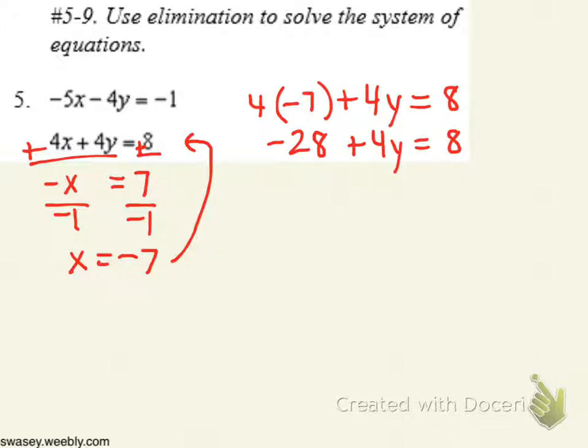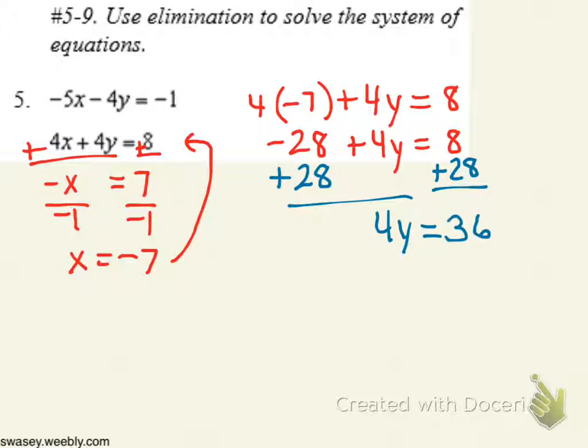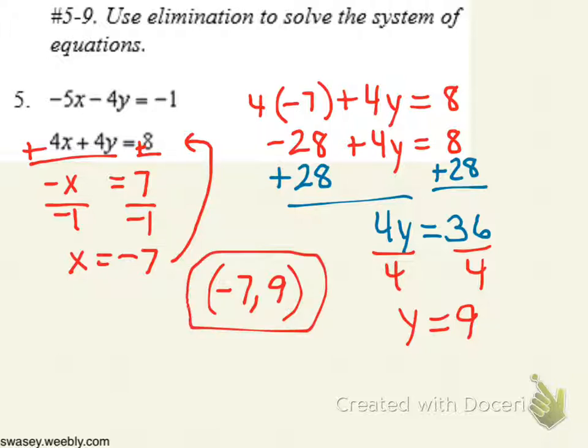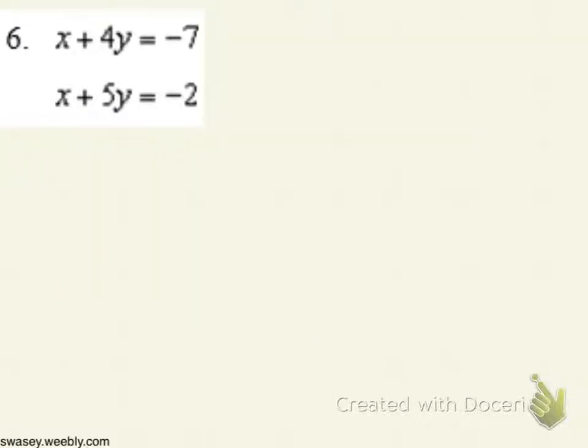To get rid of that negative 28 that's being added to the 4y, you can subtract the negative 28, which is the same thing as adding 28. So if we add 28 to each side, we have 4y equals 36, and now we can divide by 4. And so y is 9. Put it together as an ordered pair, x then y. So we have a pair of intersecting lines, and they intersect at the point negative 7, 9.